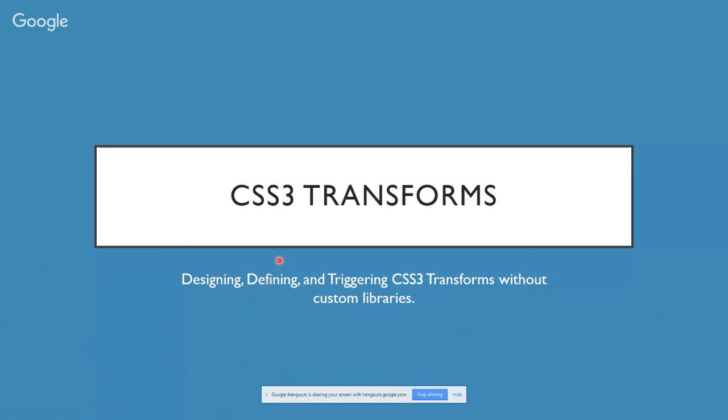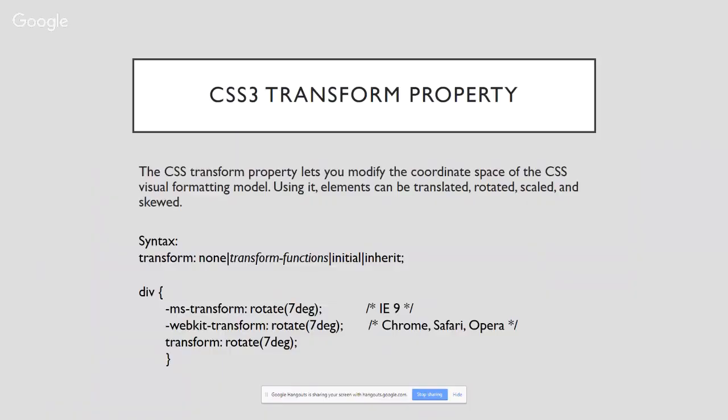Today we're going to go over CSS3 transforms: designing, defining, and triggering without a custom library. I don't have a whole lot of slides because I figured this was pretty simple. Transforms let you modify a property in space, which is a little different than transitions, which go over time. This one is mostly just for coordinate space. So the syntax is transform, and then you can do none, a function, inherit, or initial.